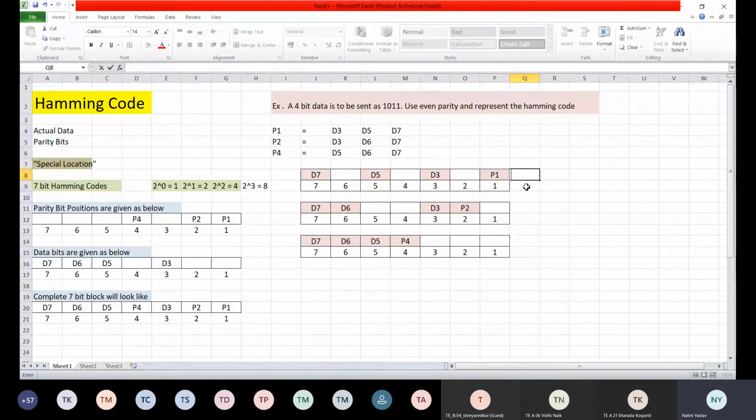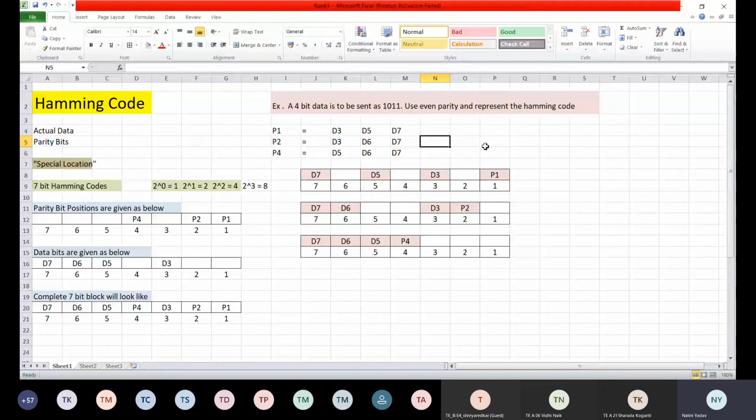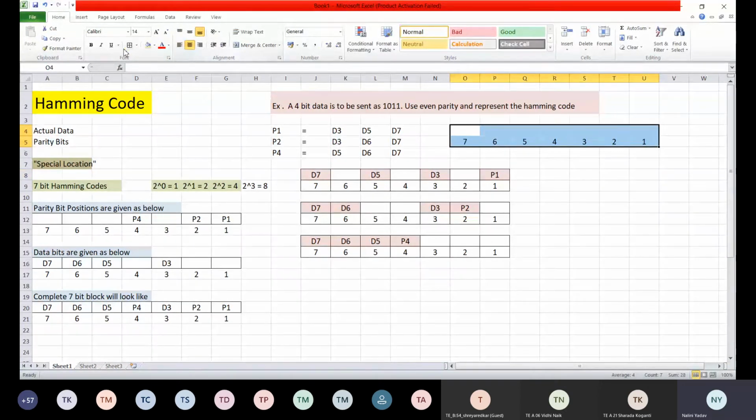So now let's move on to calculate. अभी देखो, अभी अपना डेटा हमको लिखना है, right? So what is my data over here? हमारा डेटा क्या है? 1011, right? Again we will write the data in our position format. So 7 6 5 4 3 2 1. These are my position formats for the data, correct?